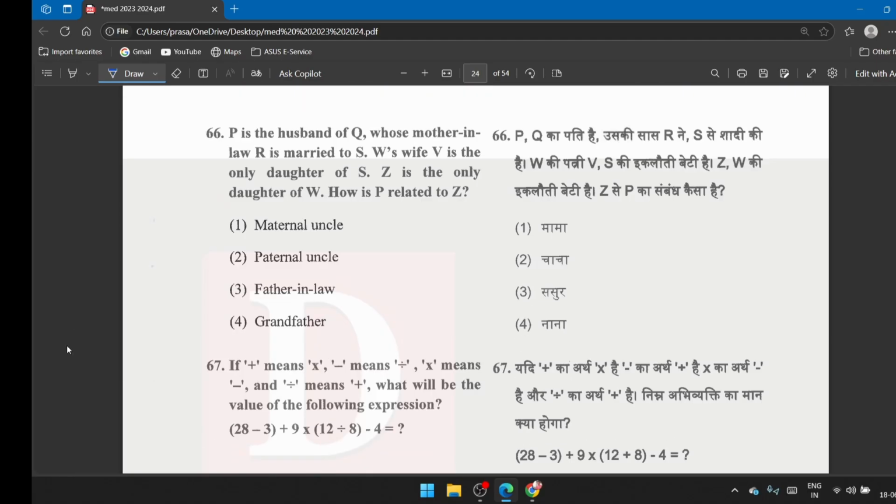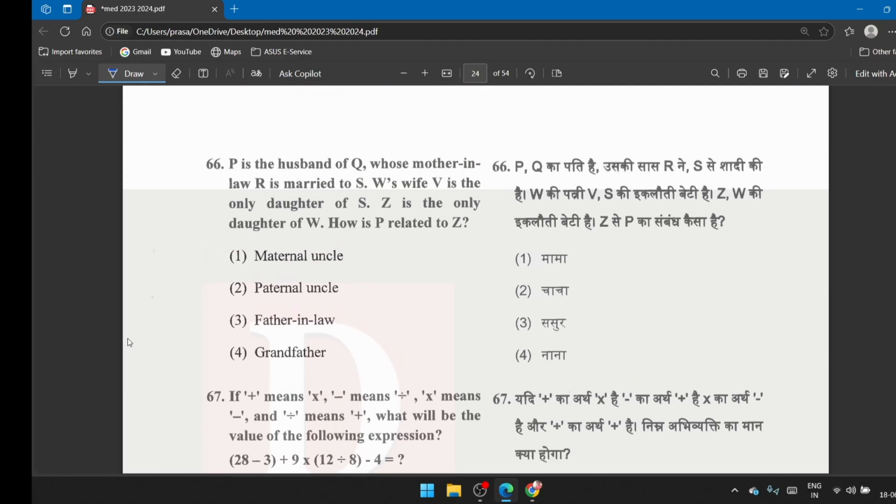Okay. Now let's see. P is the husband of Q, whose mother-in-law R is married to S. That means Q's mother-in-law R is married to S. Clear? Mother-in-law means husband's mother. Now, W's wife V is the only daughter of S.